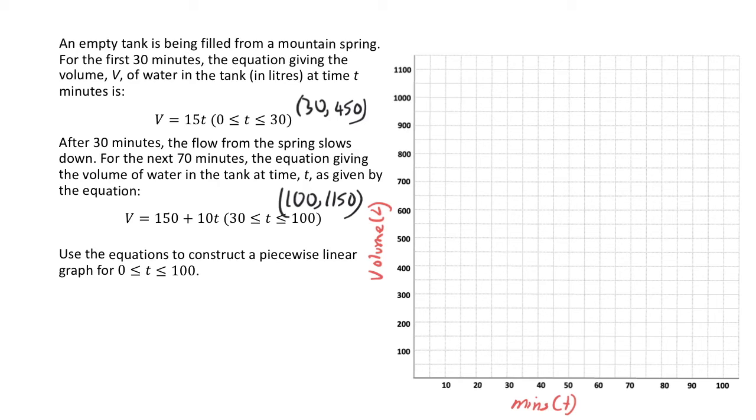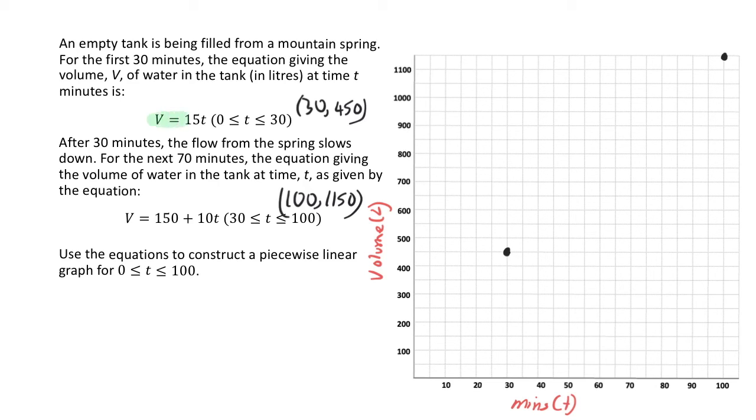When graphing a piecewise graph, I start off with my point of intersection, (30, 450), and mark that in. Then I mark in my endpoint, (100, 1,150), right up the very top. Now that I've got those two points marked, I can graph each of the required equations.